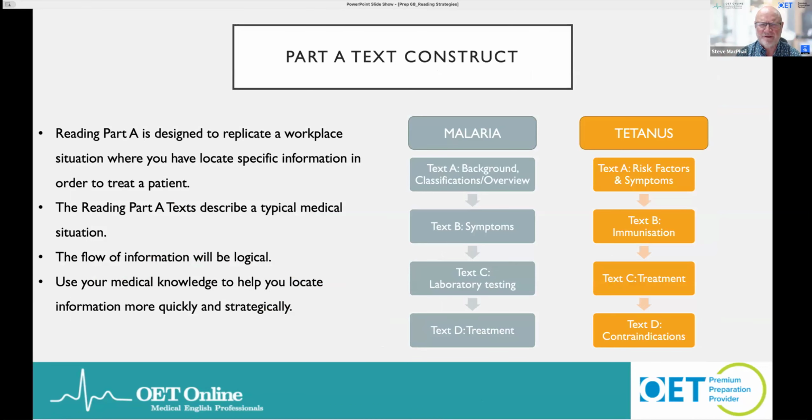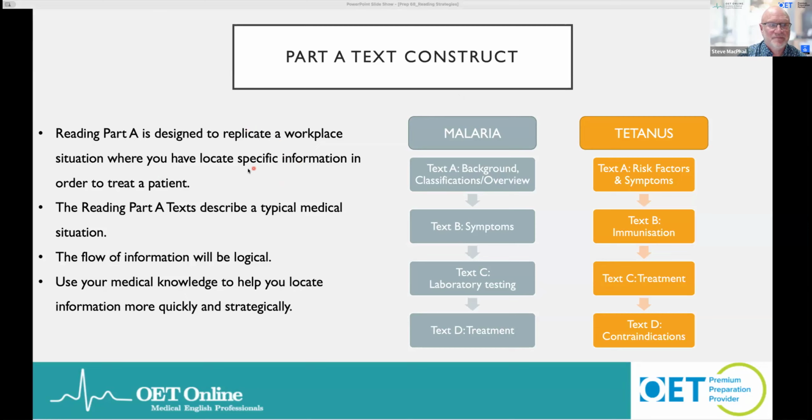Now, the good news is, like any exam, you need to understand how tests are designed, because this is going to help you perform well on exam day. So let's look at the construct. And this is really the beauty of OET. This is why everyone loves OET. It's why I love OET compared to other English language tests, because it really is replicating the medical workplace, right?